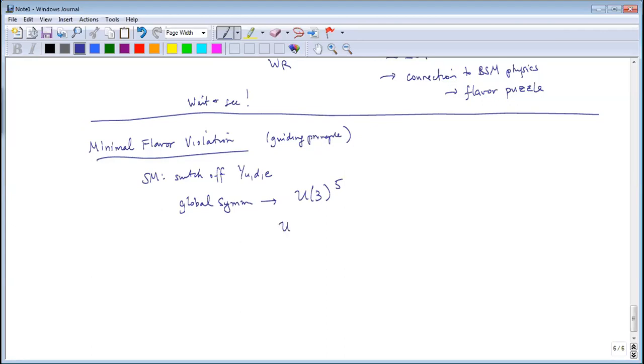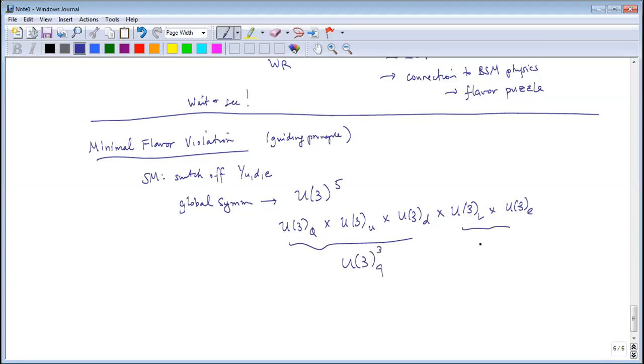So this is the idea that we can take the 3 quark doublets and perform U(3) rotations on them, as well as the right-handed ups, right-handed downs, and the leptons: left-handed doublets, and the right-handed lepton singlets. Okay, so sometimes we'll call this one U(3)^3, and this is the U(3)^2 for, for example, lepton. Okay, so basically once the Yukawas are switched on, they're going to break this.